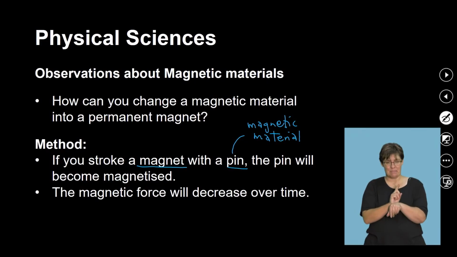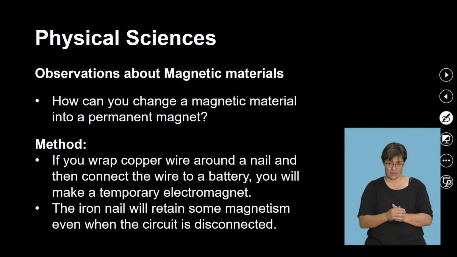So the magnetic force will decrease over time. Now, yes, it becomes a permanent magnet, but those magnetic properties will cease to exist as time goes on.